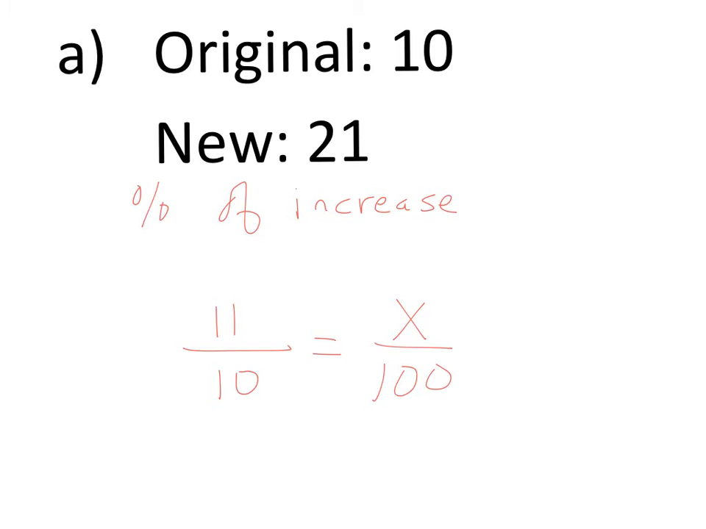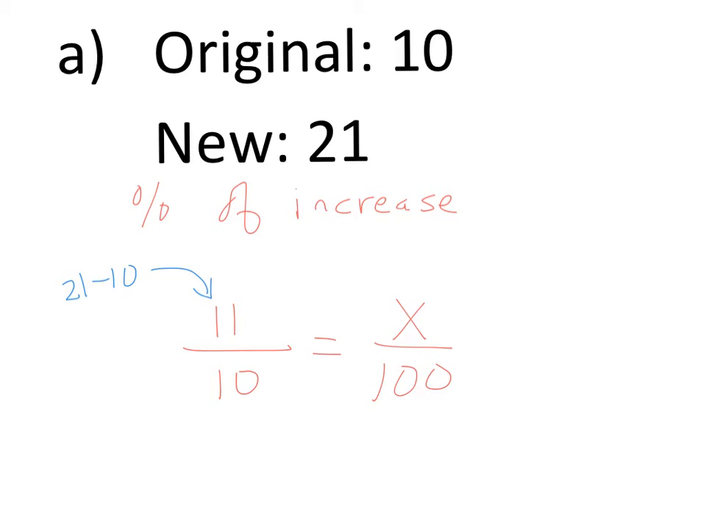I'm finding the percent, so I put a percent sign here. Now, I just want to keep in mind here, this is 21 minus 10. That's how we're coming up with this number right here, okay? And then the 10 on the bottom, that's the original number. I'm just pulling it straight from here and putting it down.